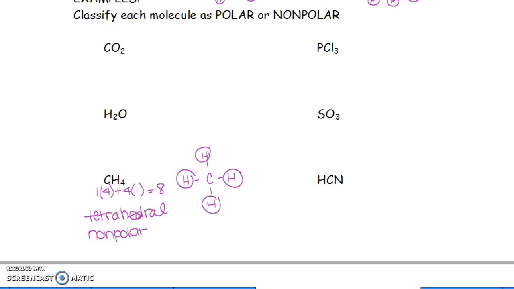Then, if we take a look at the next one, PCl3. Every phosphorus atom gets 5 valence electrons. Every chlorine atom gets 7 valence electrons, so we end up with a total of 26. Phosphorus is going to be our central atom. We'll load up our chlorines on the outside. Then each chlorine needs to fill its octet.